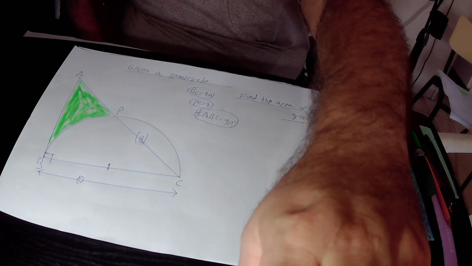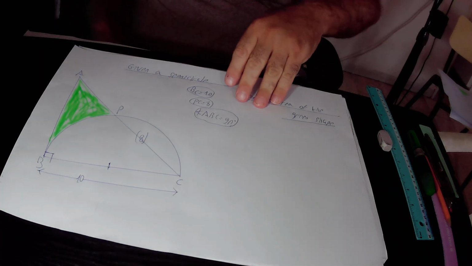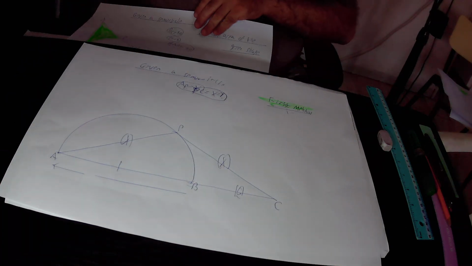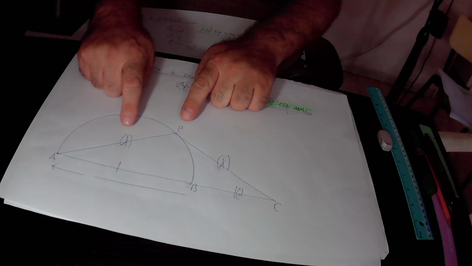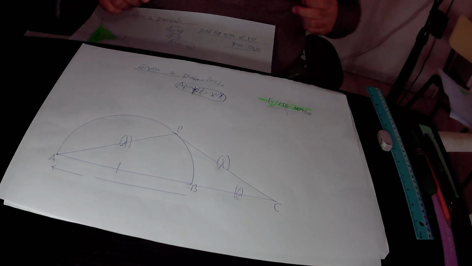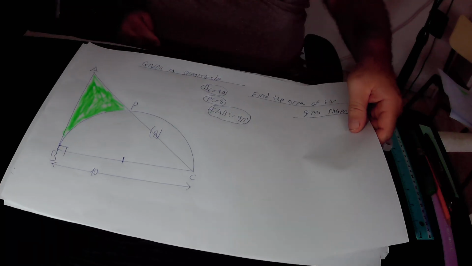And now in this lecture we'll answer two questions. In the first question we find out the area of this green shape, and in the second question we find out the length of this line segment AP that equals x, using two different methods. So we start with the first question.